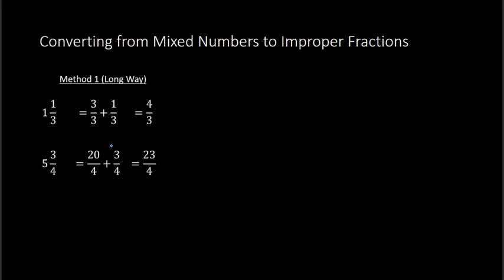So that is the longer way to convert from a mixed number to an improper fraction. So the shortcut way, using the same numbers, 1 1/3 and 5 3/4, what I do is I start with the 1, multiply it by 3, this bottom part, and then add the numerator. So 1 times 3 plus 1 is your numerator, and then your denominator would stay as 3. So 1 times 3 plus 1 is 4, so that's going to be 4 over 3.